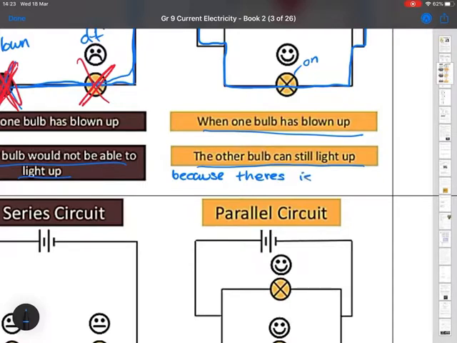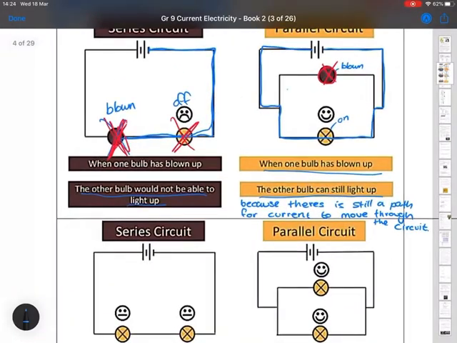Because there was more than one, now there is only one, but at least there is still a path for current to take. So there is still a path, or a closed loop if you want to say that, for current to move through the circuit.